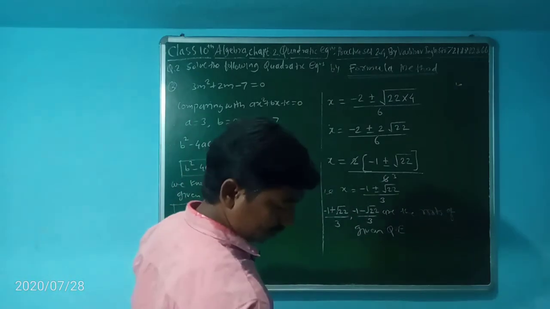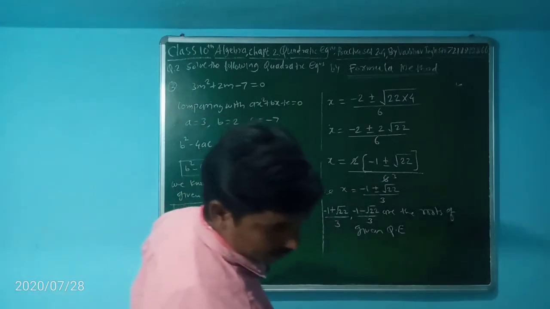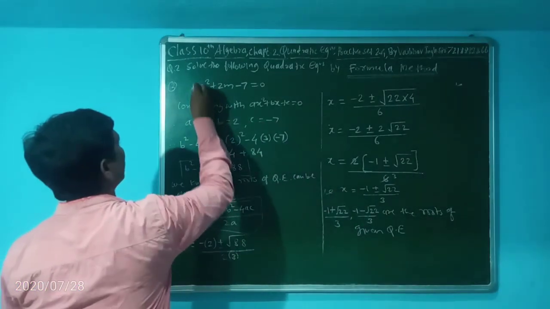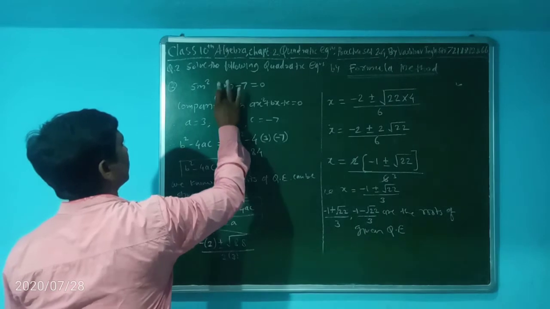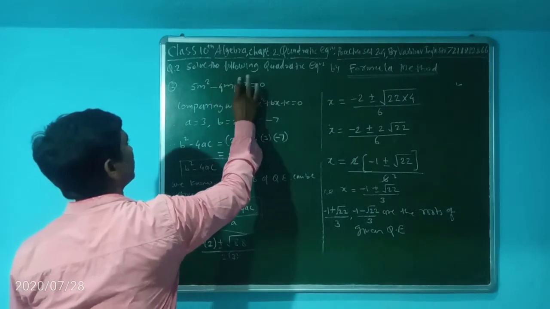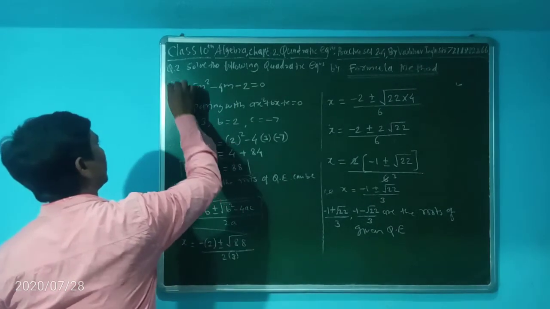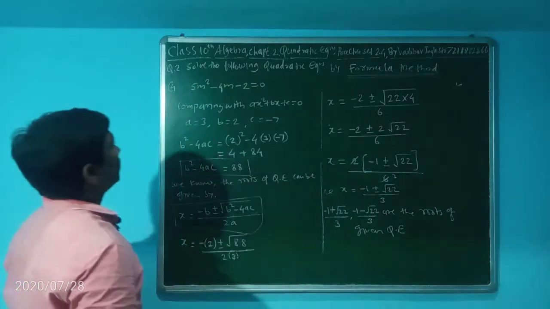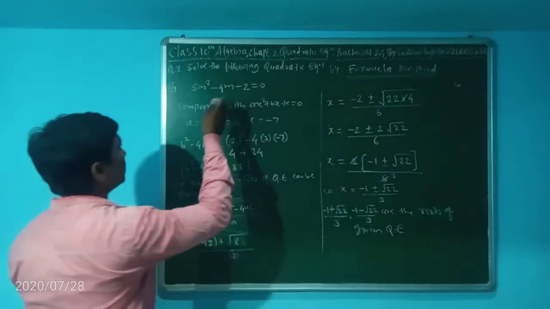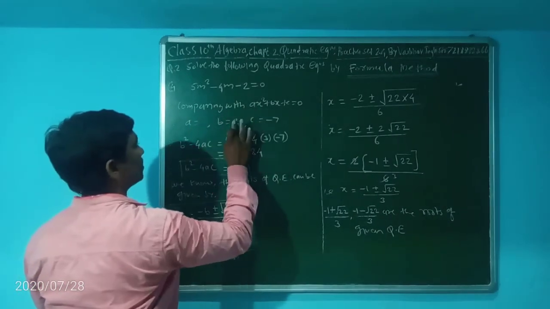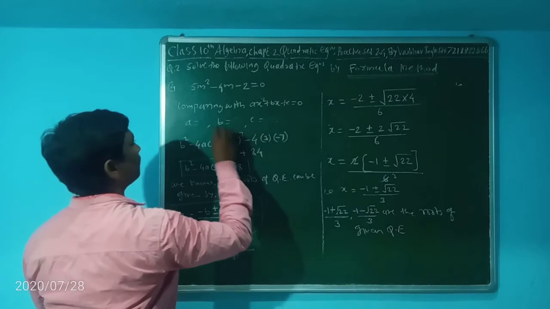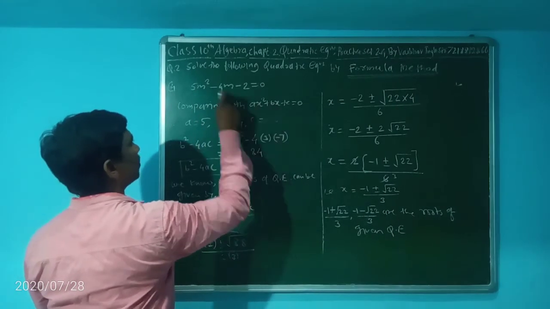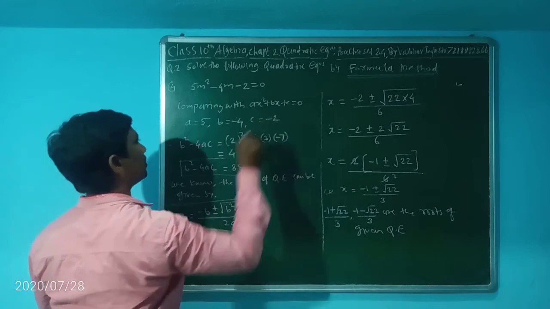Now we'll go for the next quadratic equation, 5m square minus 4m minus 2, example number 4. Okay, so compare this with ax square plus bx plus c. What you will get? a equals 5, b equals minus 4 and c equals minus 2.